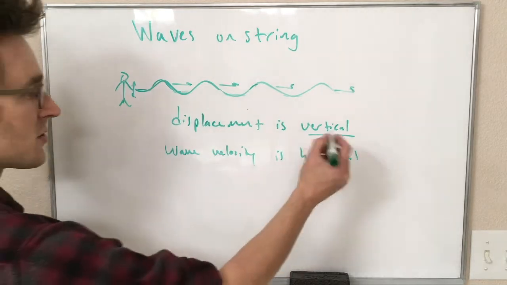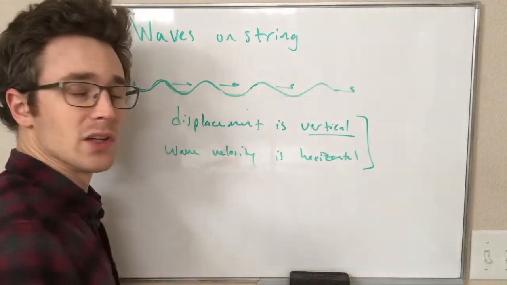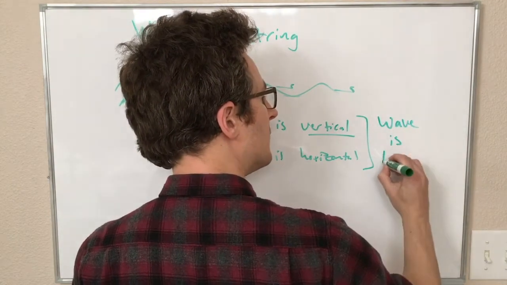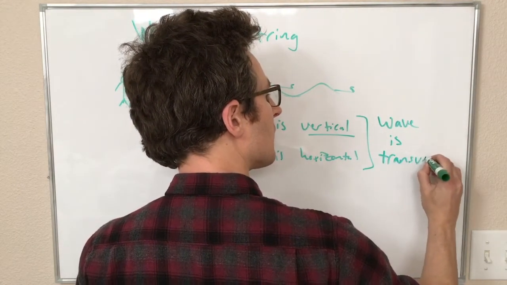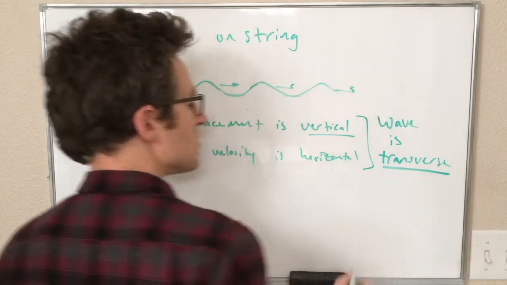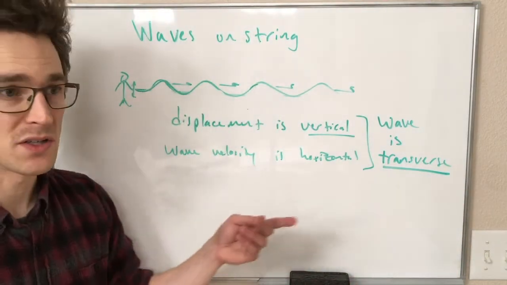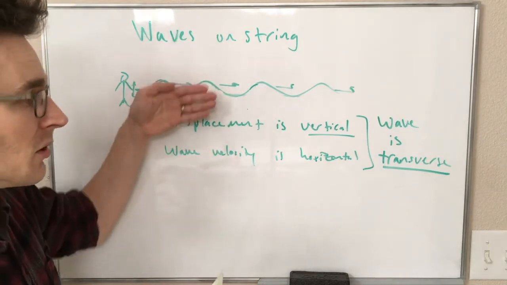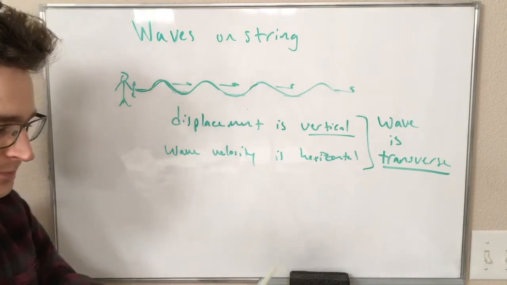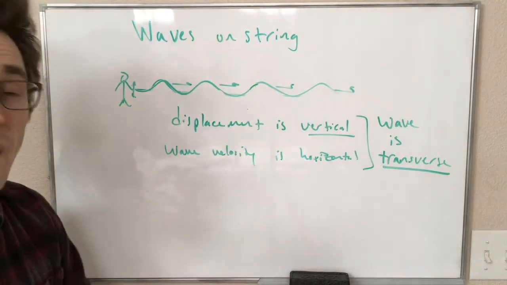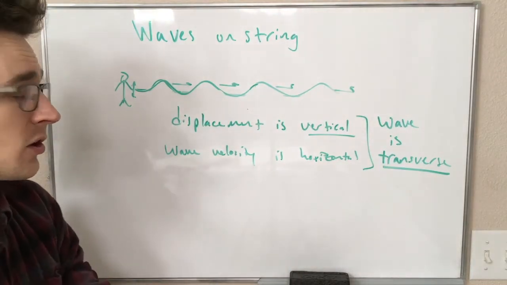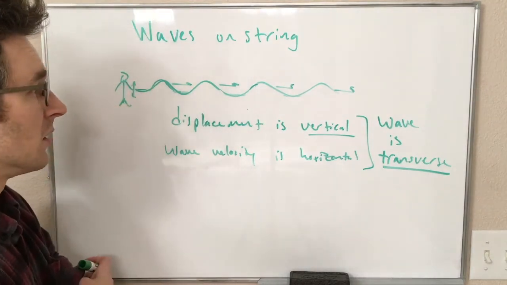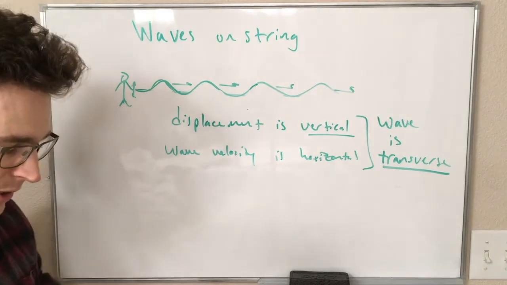And so this means that the wave is what we call transverse. Transverse here just means the displacement is in the direction to the side relative to the direction the wave is actually traveling. There are other kinds of waves that are not transverse that are longitudinal, and we'll learn about some of those later. That's where the displacement is in the same direction the wave is traveling.